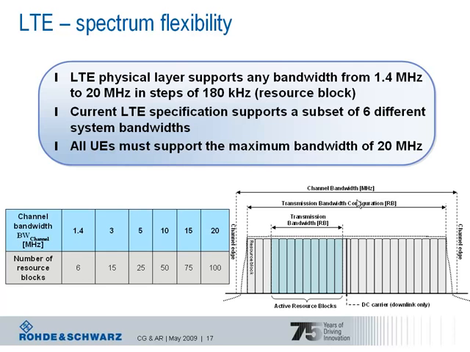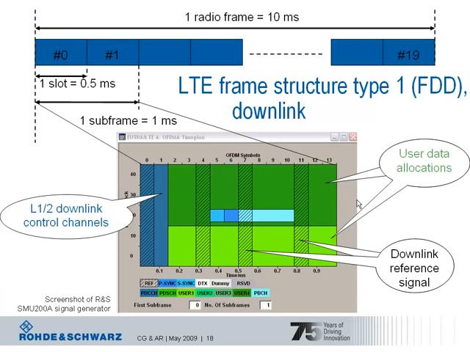This slide shows the LTE frame structure type 1, which is the one for FDD operation, frequency division duplex. We have here the radio frame, which is defined as 10 millisecond, and that is the same definition as in wideband CDMA. One radio frame contains 10 subframes, and one subframe contains 2 slots. Now let's have a closer look at the subframe contents.